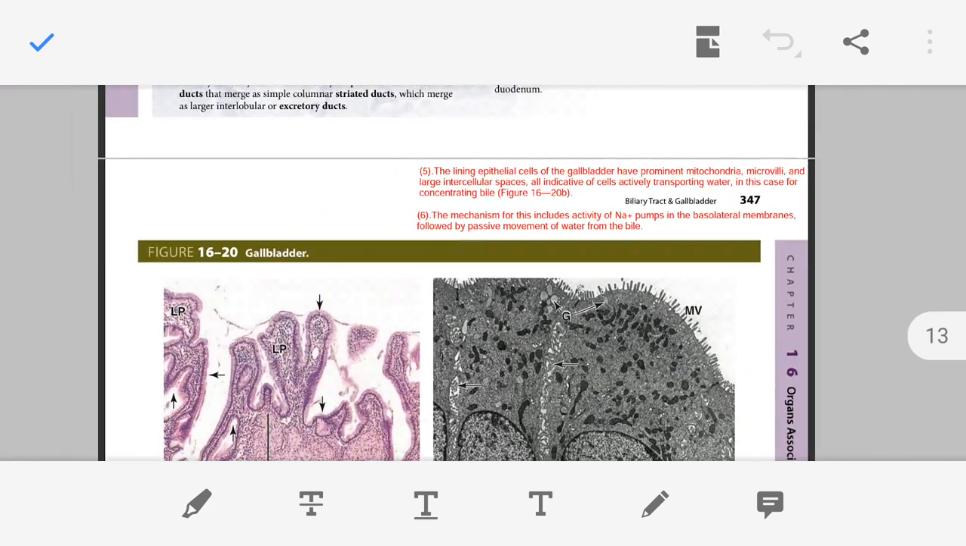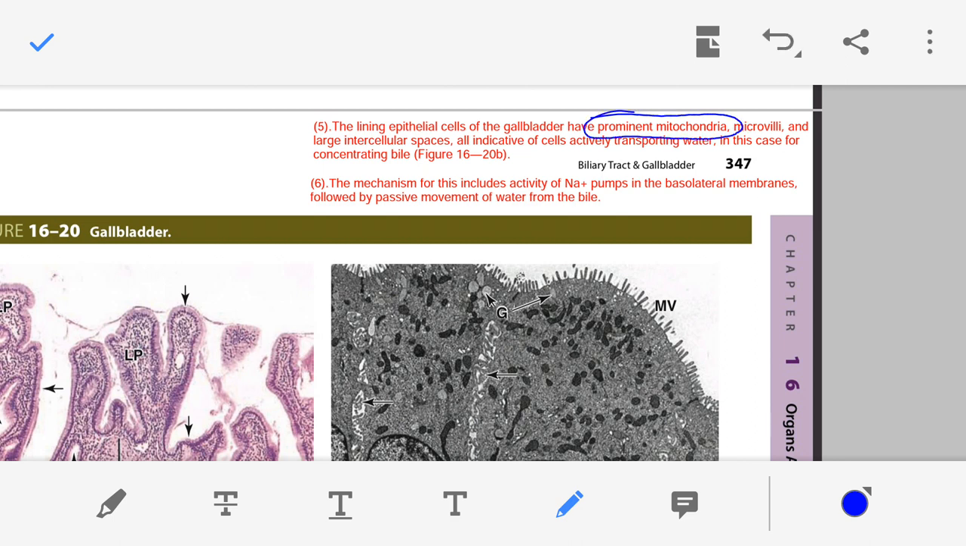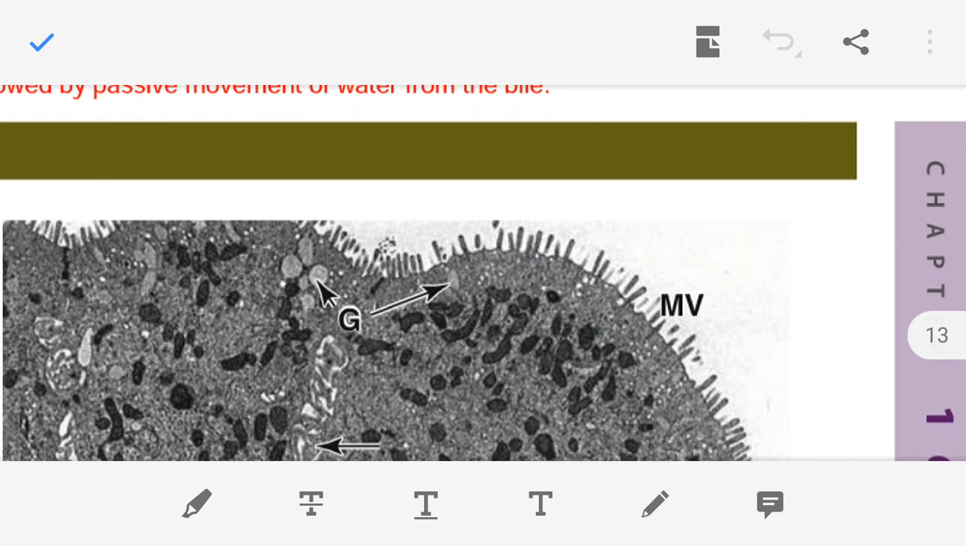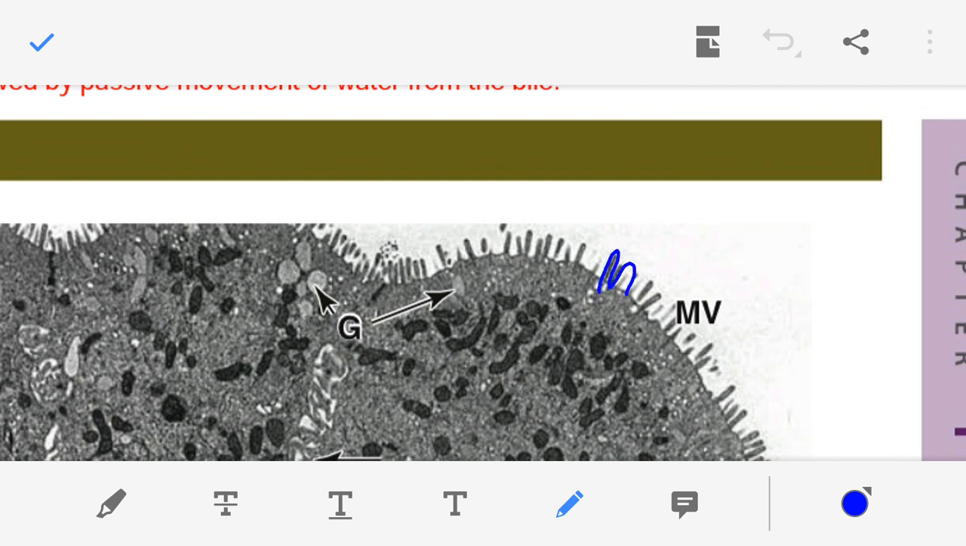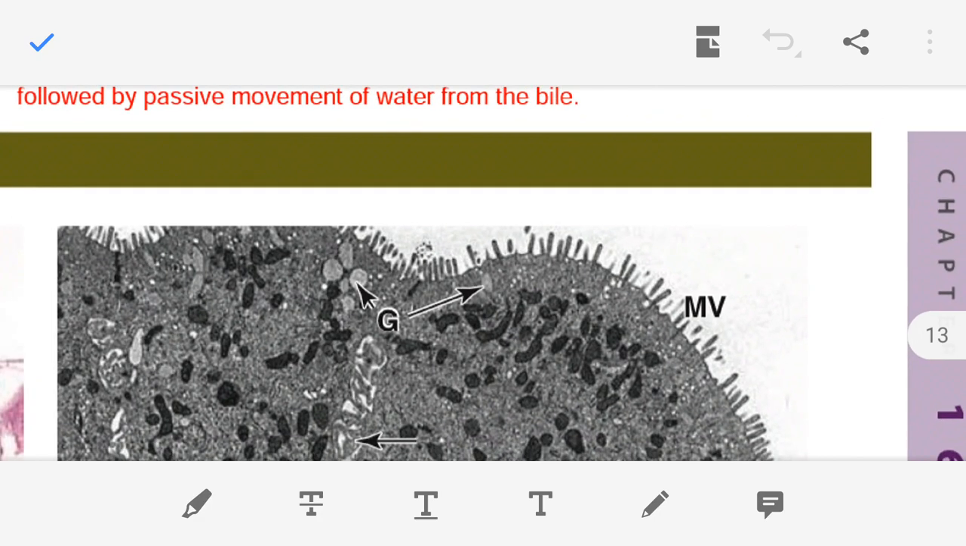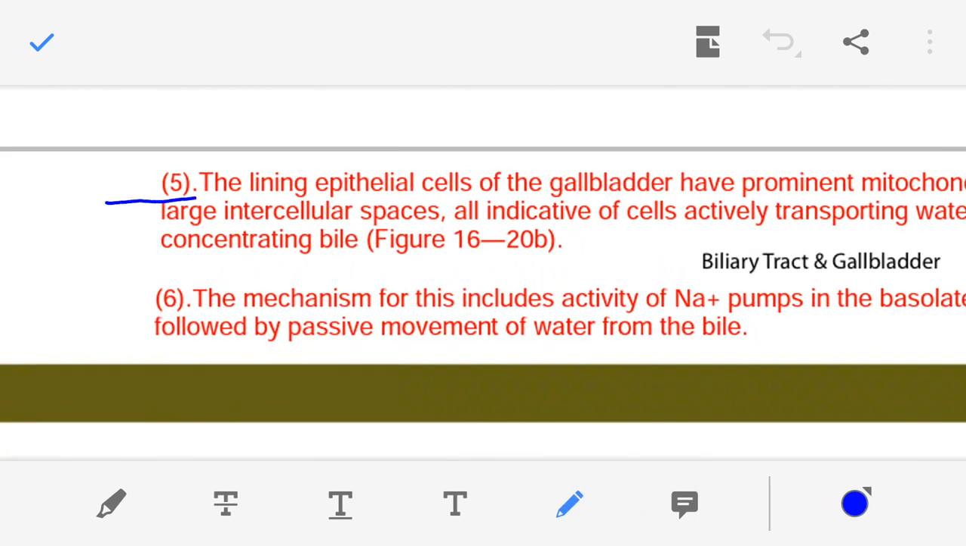Now what is there in this cell? So prominent mitochondria, many mitochondria are present in this cell. Then on the periphery, the plasma membrane or the cell membrane is having many finger-like projection, and this finger-like projection are known as the microvilli. So as you can see on the surface of the cell, microvilli are present. Then large intercellular spaces between the cell.